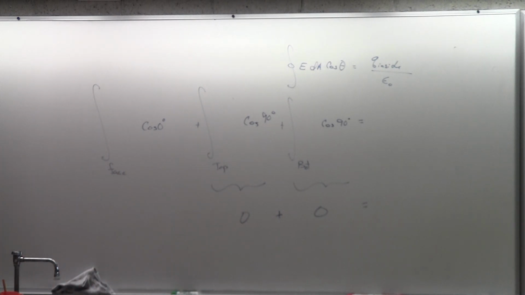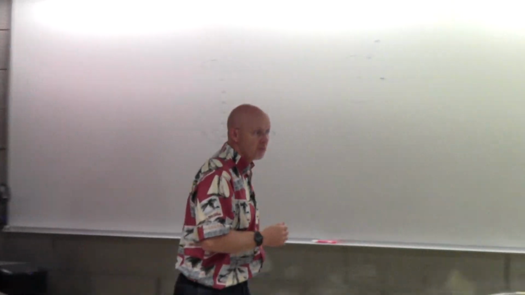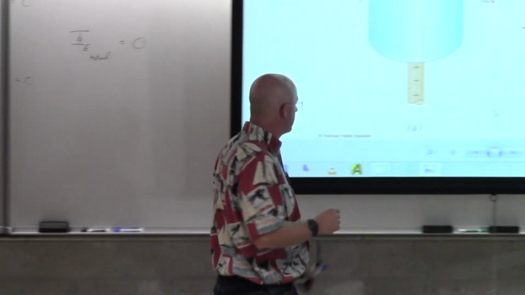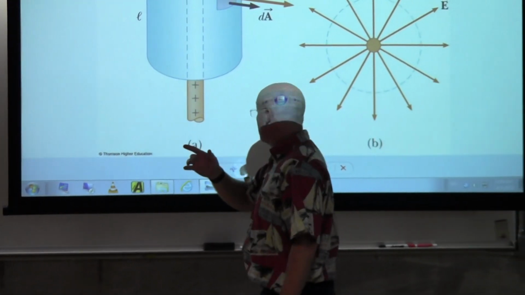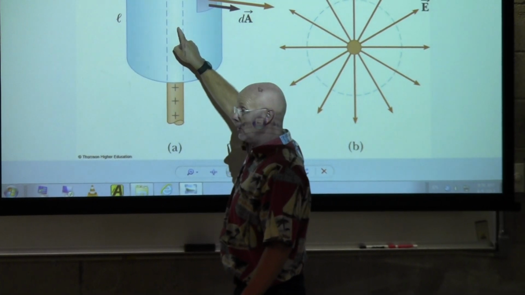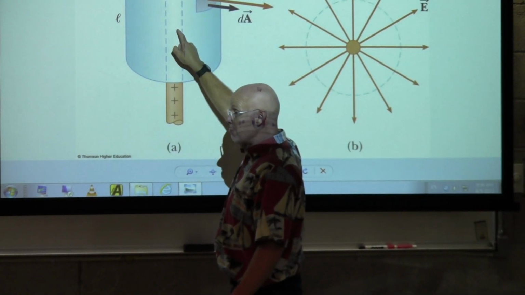Yeah? Doesn't a charge like in the middle of the cylinder also go 3-dimensional, like up? Let's see if I understand. You're saying a charge here? Yeah, doesn't it go up through the top at all, or is it only radial?